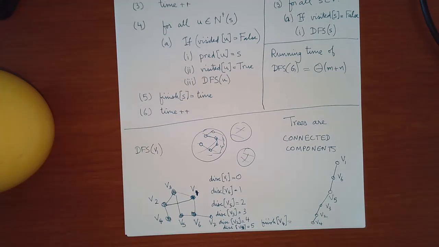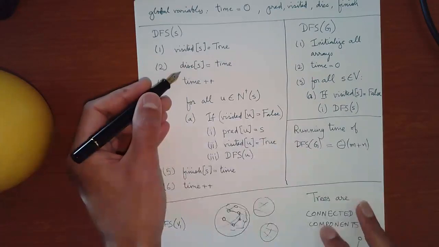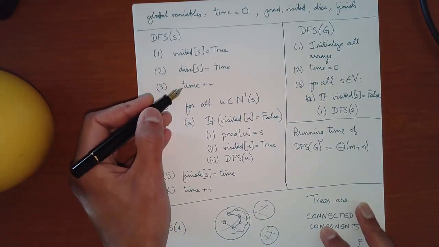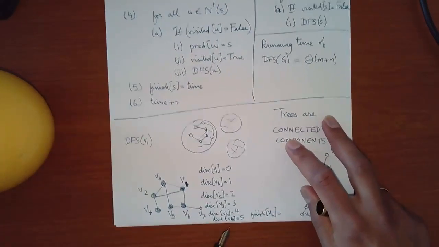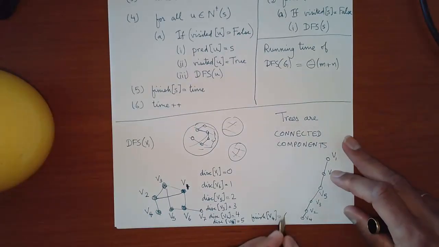Exactly, the end times are coming. Finish times. What is the finish time of V4? Remember, every time something is discovered or something finishes, the clock ticks. So it's going to be 6. Not 5, because once anything is discovered, the clock ticks, so you never have two times that are the same. So the finish time is going to become 6. So V4 finishes at 6.